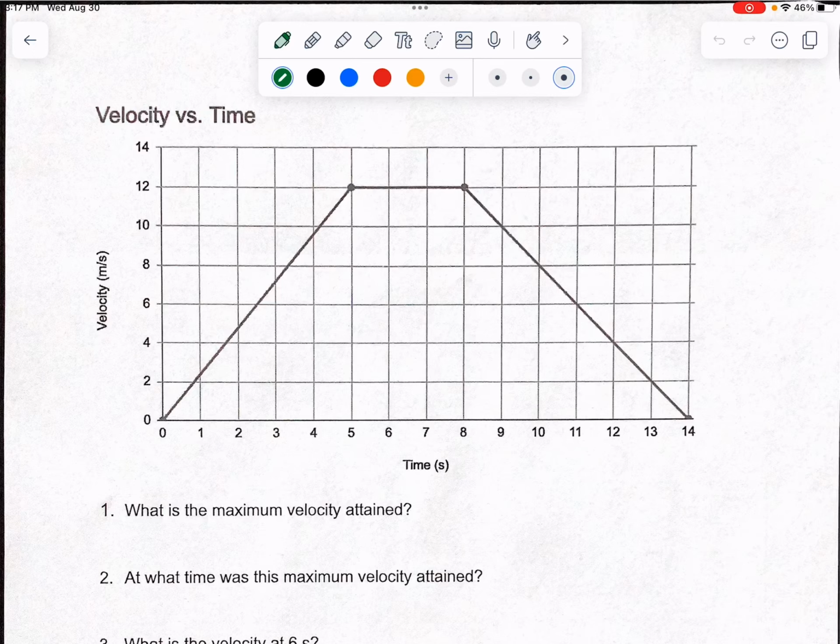All right, this video is going to start on page 10 in your packet. So we're going to continue looking at velocity versus time graphs. Okay, so on here, first thing we're going to take a look at is types of direction. We're just going to keep practicing that.